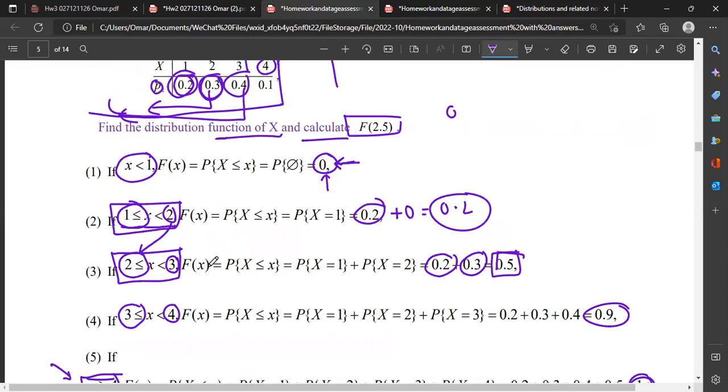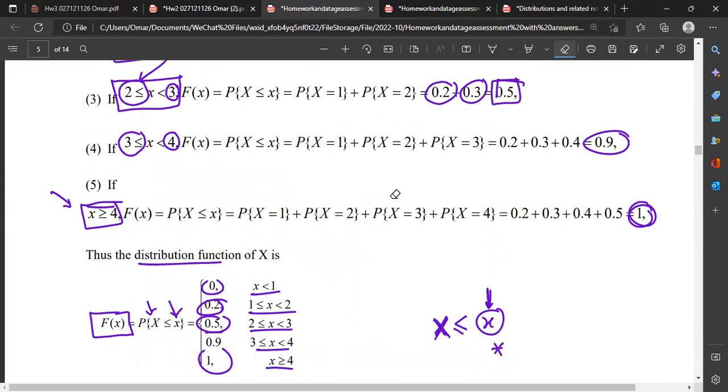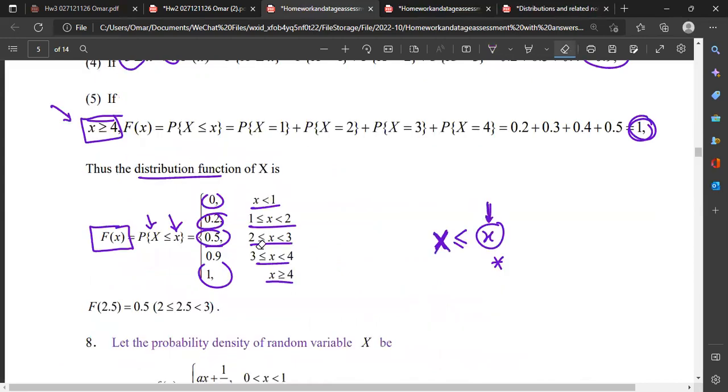And now let's see the second question here, which is F of 2.5. So if you see here F of 2.5, 2.5 is between 2 and 3, right? 2.5 is between 2 and 3. So here the probability is 0.5, right? The probability is 0.5.